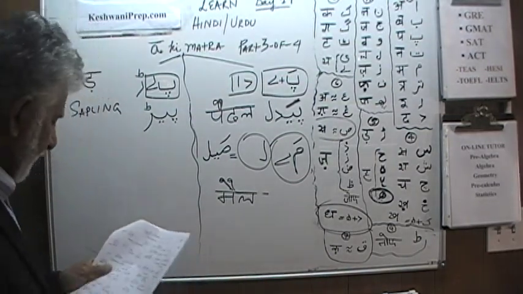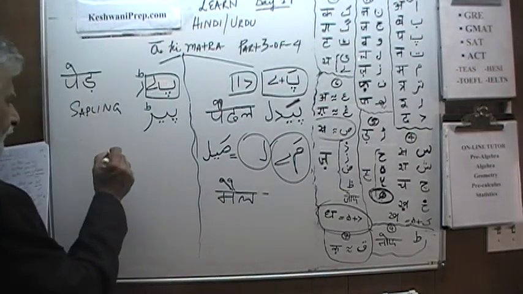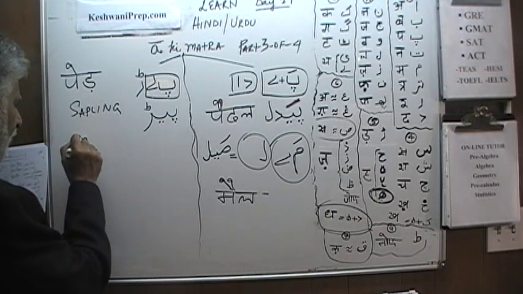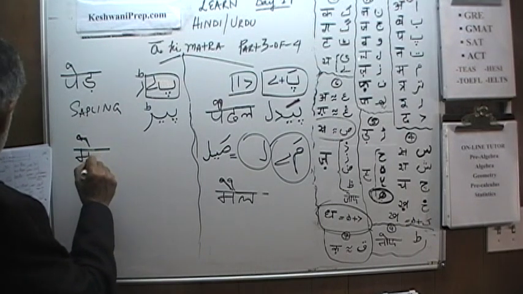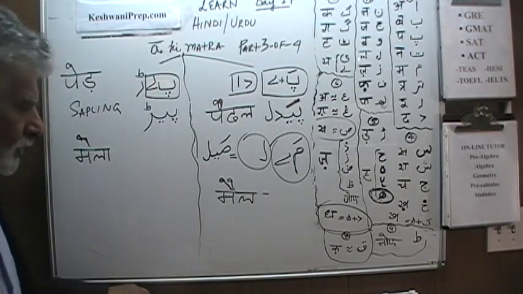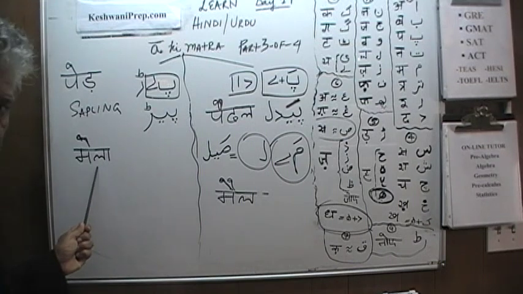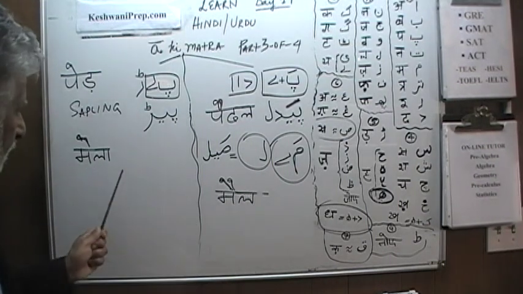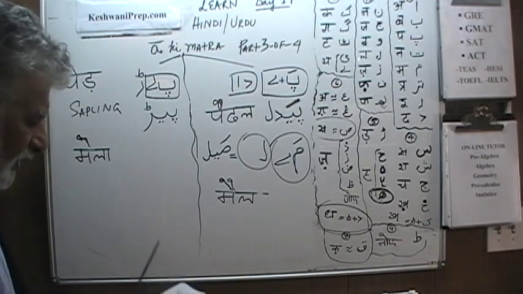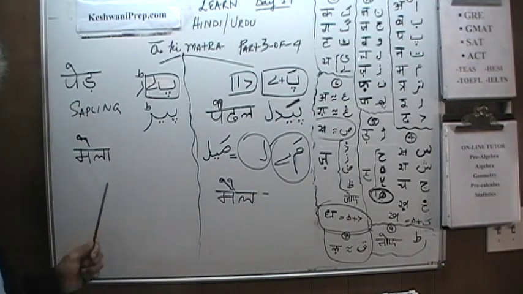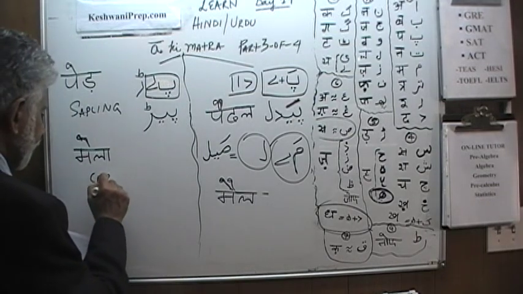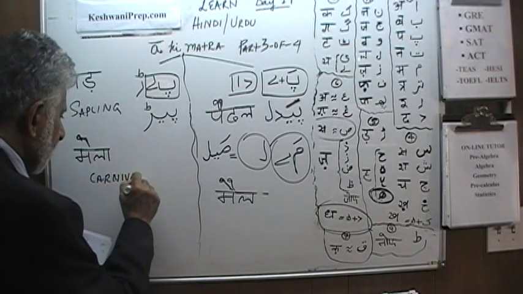Let's contrast this word with the one with the choti a ki matra. As you can see, it only has one, so that's me, and then la. So, we're gonna say mela and mela. This mela means dirt, filth. What do you suppose this mela is? To go to a mela, that's a carnival. It's a fair.